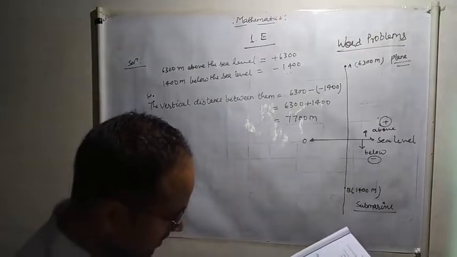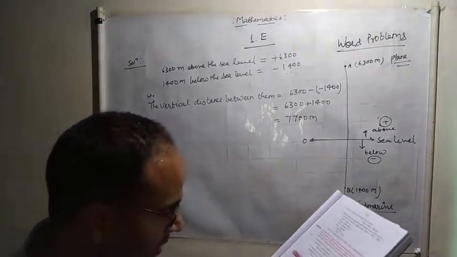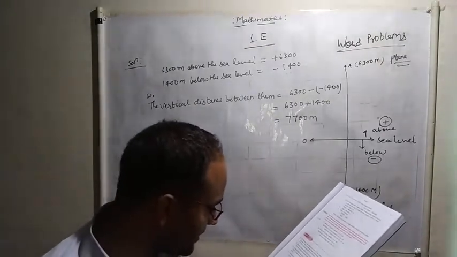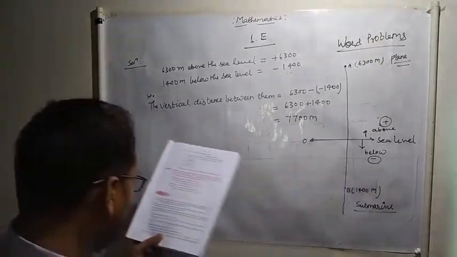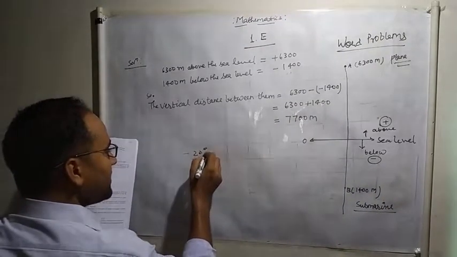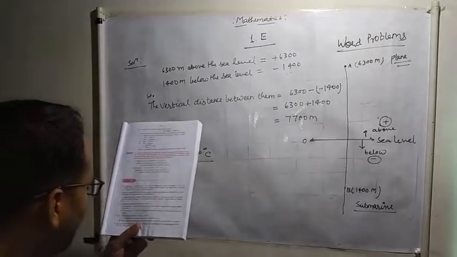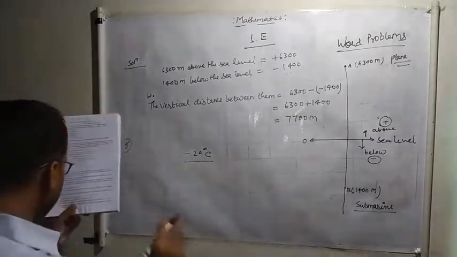Question number 5. In a hotel, food is stored in a freezer at minus 20 degrees centigrade. What would be the temperature? Food is stored at minus 20 degrees centigrade. I will explain it only.